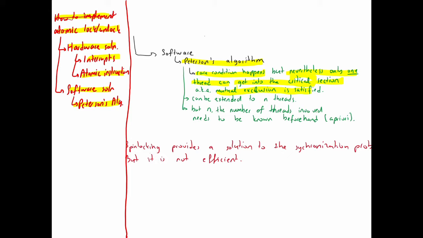in the execution of the critical section. And we have also seen that this algorithm can be extended to n threads, as long as we know what n is, that is, the number of threads is known beforehand, or a priori. Now, we have seen that spin locking provides a solution to the synchronization problem, but it is not very efficient. So now we will look at more powerful mechanisms that are more efficient, like mutex and semaphores.